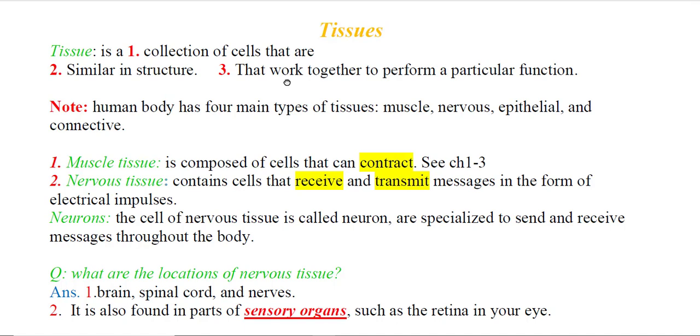So we have a collection of cells, the first condition that must exist in every tissue. The second condition is similar in structure. The third condition is that the cells work together to perform a particular function.